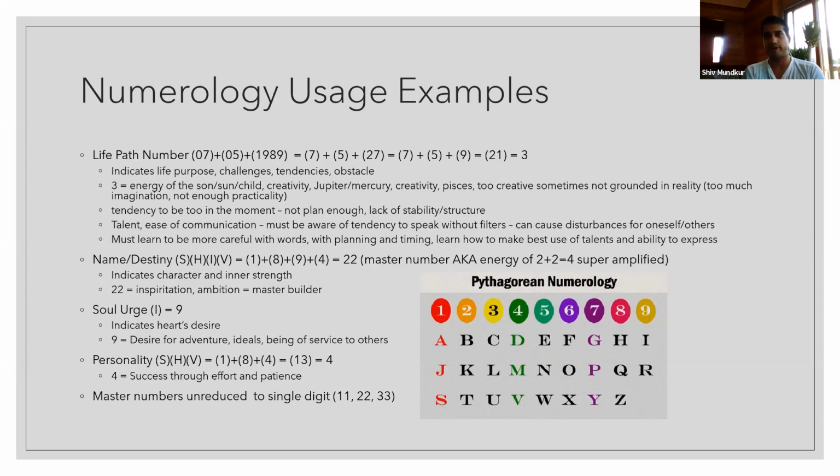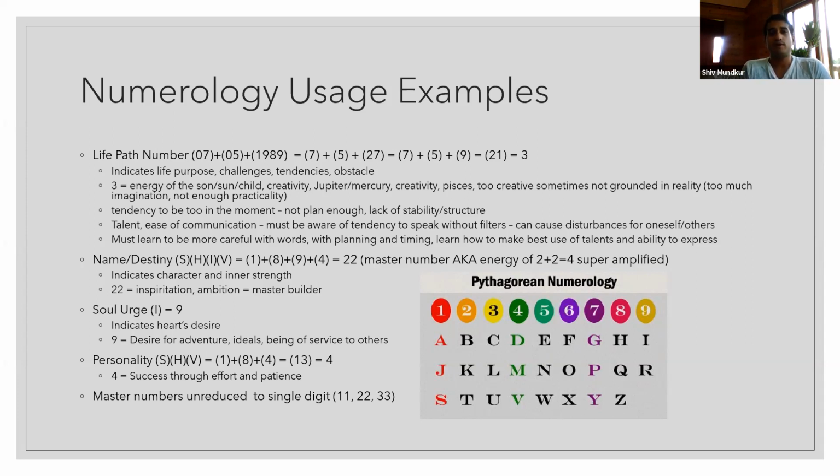And 2 plus 1 is 3. So all of these numbers here, especially 21 and 3, will have a meaning. So you have 1, 2, and 3 in this 3. And this life path number of 3 indicates something for my life in particular.